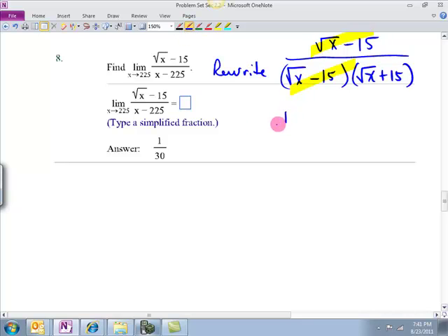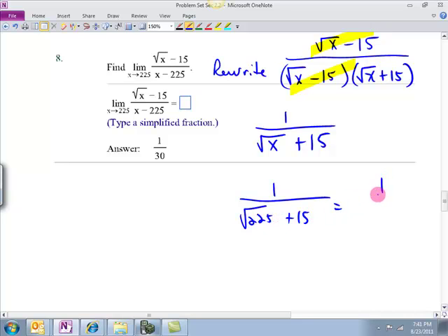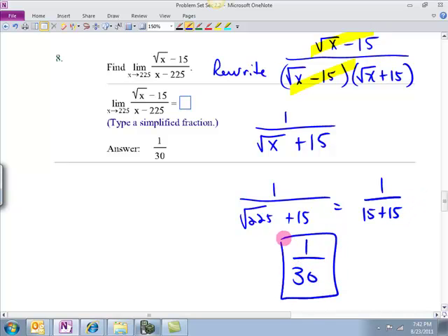Bam. So we have 1 over, whoops, Leland, don't leave me, square root of x plus 15. Can we plug in 225 there? Yeah. So 1 over square root of 225 plus 15. So 1 over 30. The reason you might think to do that is because you're looking at 225, you're seeing perfect square, you're looking up here. You might not have done that before, but you will do it now.